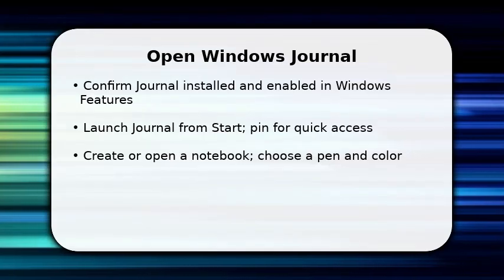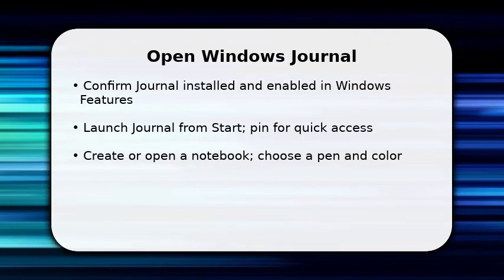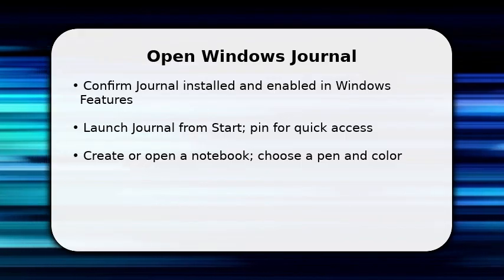You start by confirming Journal is installed and enabled, then open it from start. Select or create a notebook so you have a target page. Once the page is ready, choose a pen type, stroke width, and color to suit your note, finer tips for diagrams, thicker for bold notes. Make sure touch or pen input is active if you're using a stylus.